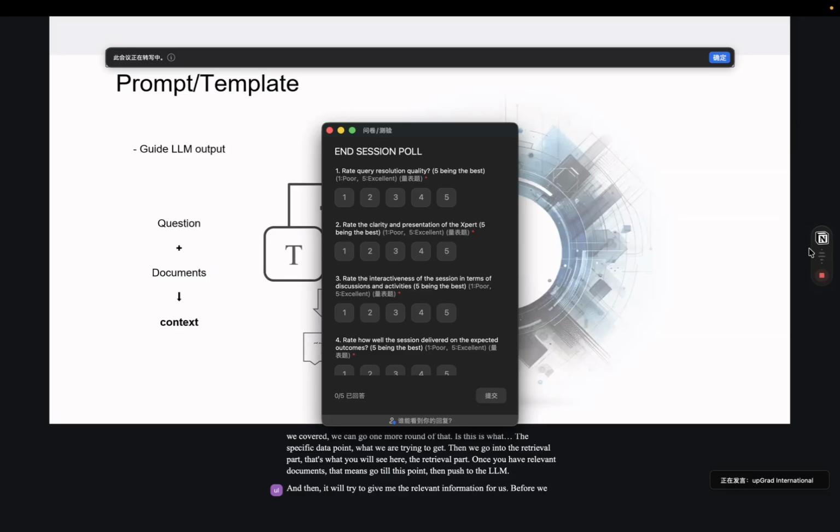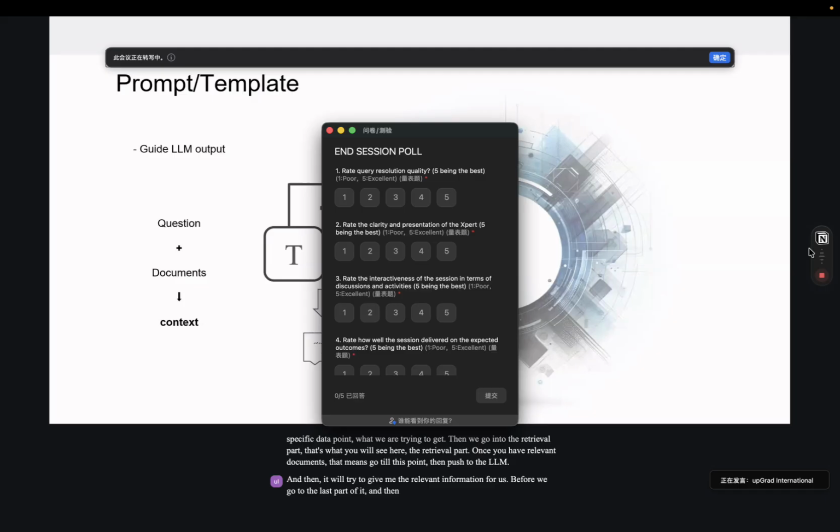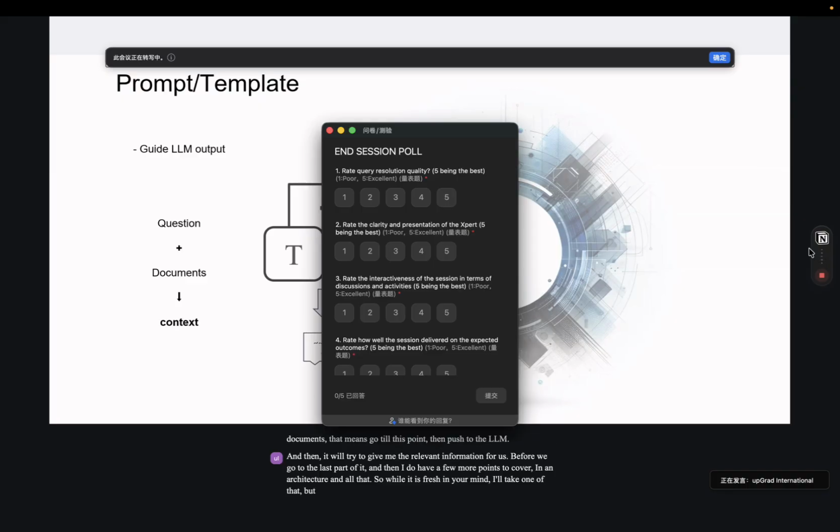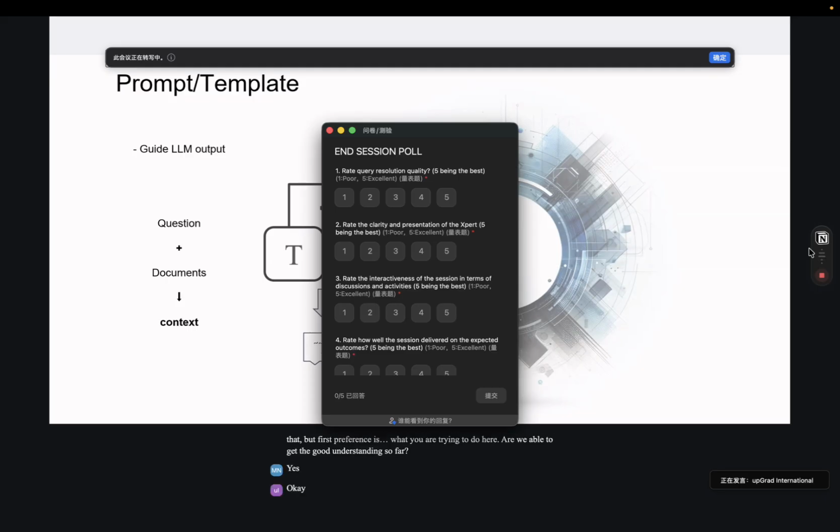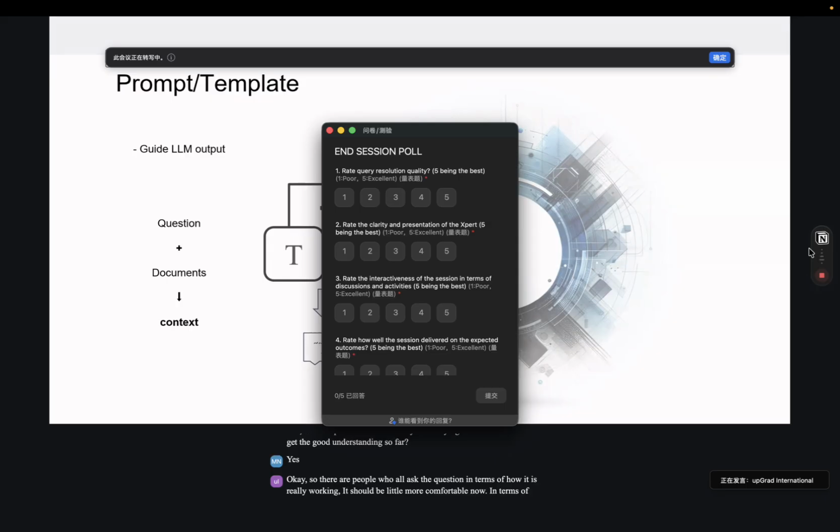Before we go to the last part, I have a few more points to cover on architecture and all that. While it is fresh in your mind, I'll take questions on this. But first, are we able to get a good understanding so far? Yes. Okay. There are people who ask how it is really working. It should be a little more comfortable now in terms of the end-to-end flow. Feel free, don't worry whether it's a simple or complex question, it's my duty to answer.